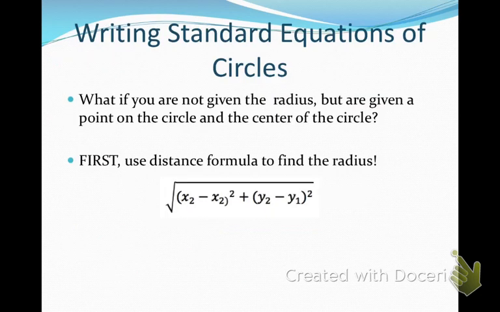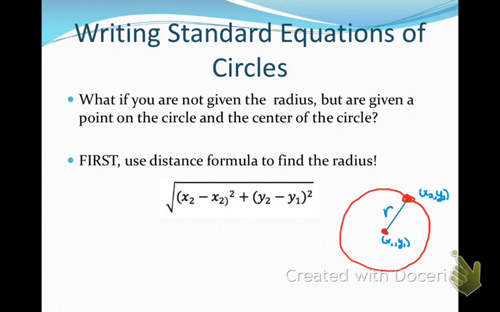What if you are not given the radius, but you're given a point on the circle and the center of a circle? So I'm going to draw this. I'm given a point and I'm given the center of the circle. The distance between those two is my radius. And if I call one of those (x1, y1) and (x2, y2), I can use the distance formula to find the radius. Now, the distance formula is on your formula sheet, your blue formula sheet, or you can just write it down.